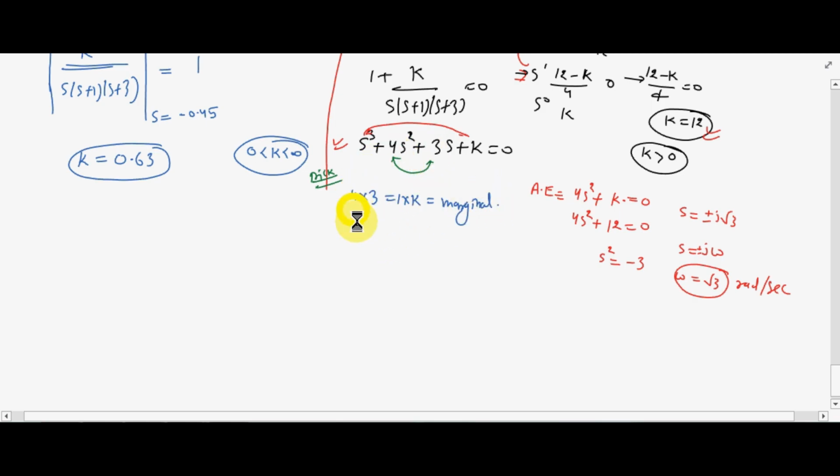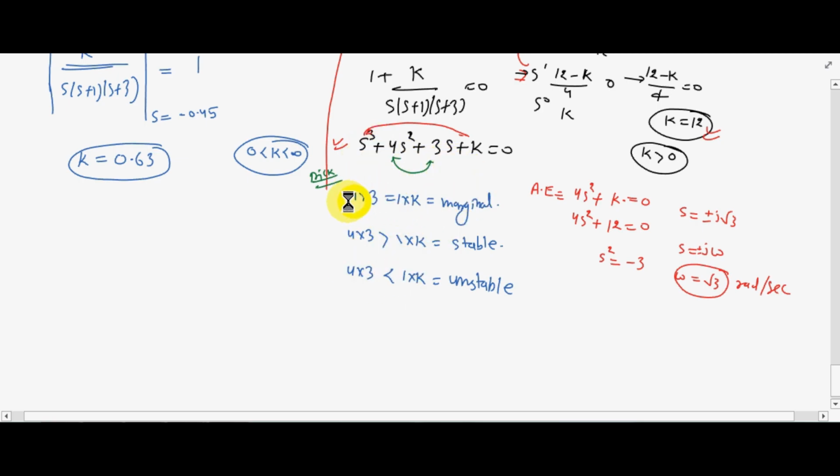Always remember that. If the inner product is greater than the outer product, then the system is stable. If the inner product is less than the outer product, then the system is unstable. This is true for any system, but the limit is that the order of our characteristic equation should be 3. This cannot be applicable for s to the power 4. This trick is only applicable for s to the power 3.